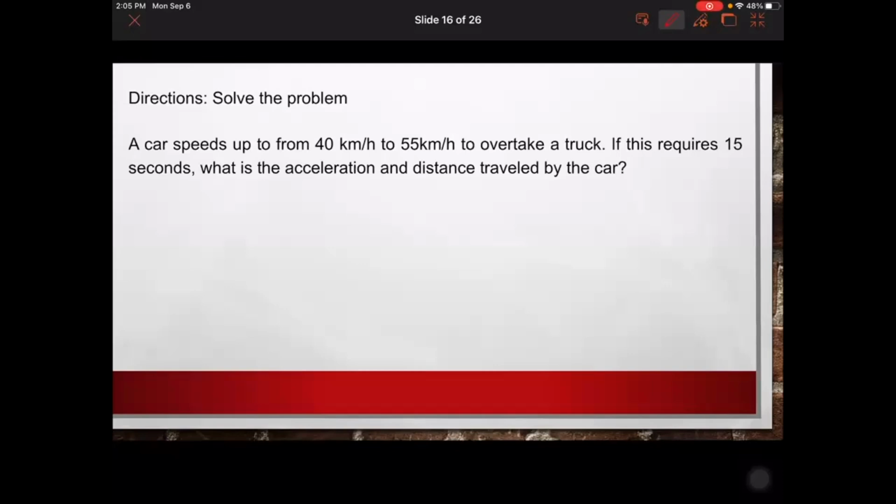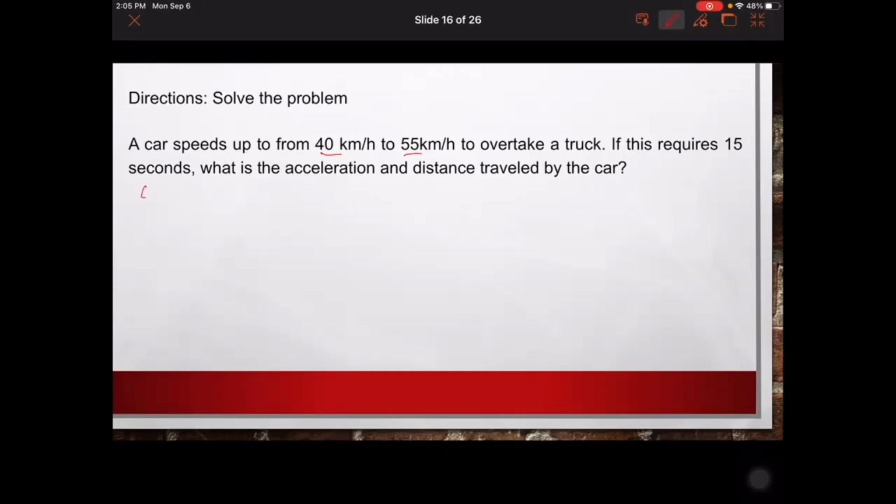The speed of the car is 40 km to 55 km per hour to overtake a truck. Ano itong given na to? We are talking about the 40 and the 55. What is this? At i-convert na rin natin para mabilis-bilis ang computation. Ano tong dalawa na to? Velocity po. Initial and final velocity. Okay, so this is the initial and the final velocity.